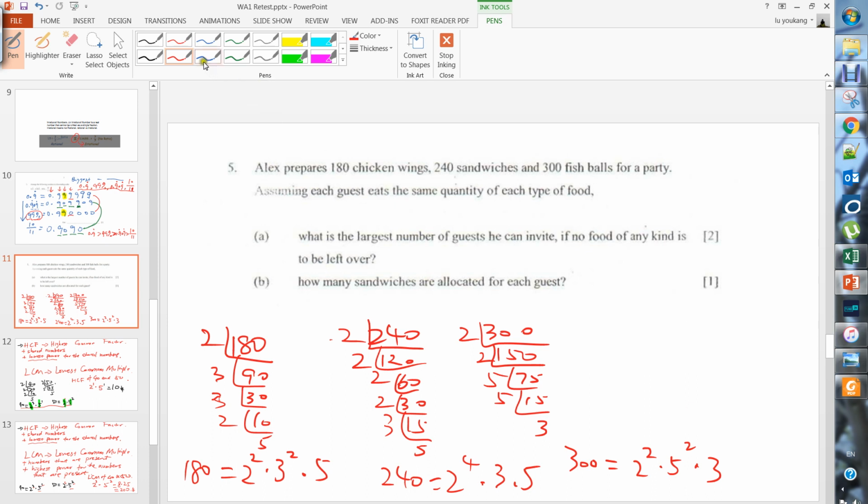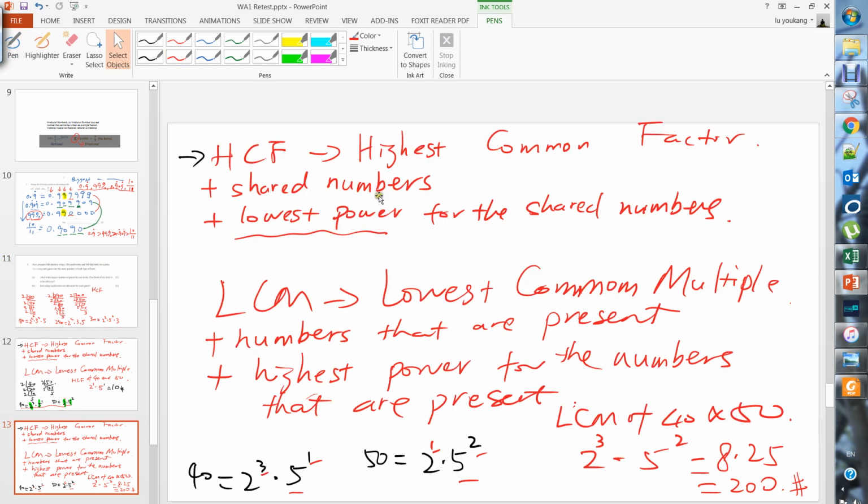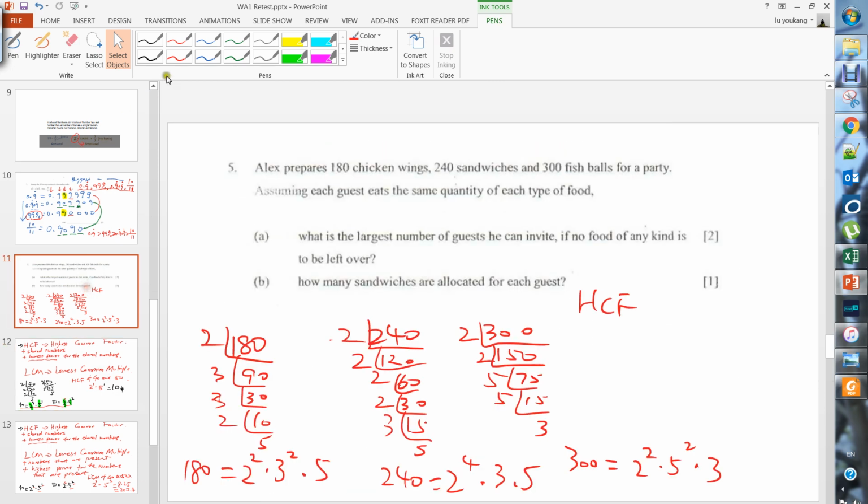Let's go ahead and find out what the HCF is. If you remember, HCF is what? Shared numbers and lowest power for the shared numbers. So let me see, what numbers are shared between these? Is 2 shared? Okay, 2 is shared. Is 3 also shared? Yes. Is 5 also shared? Yes. All of them have these 3. So you have 2, 3, 5.